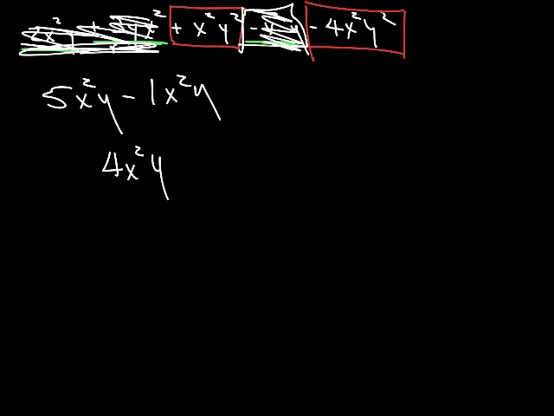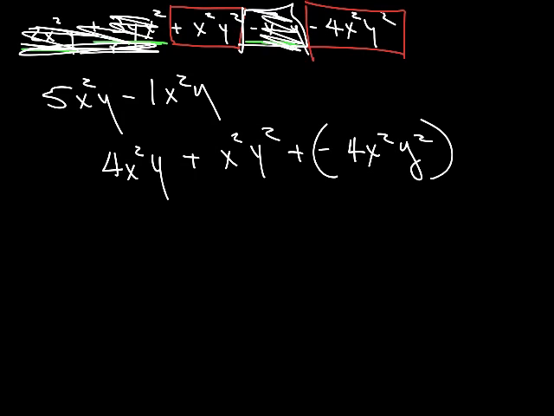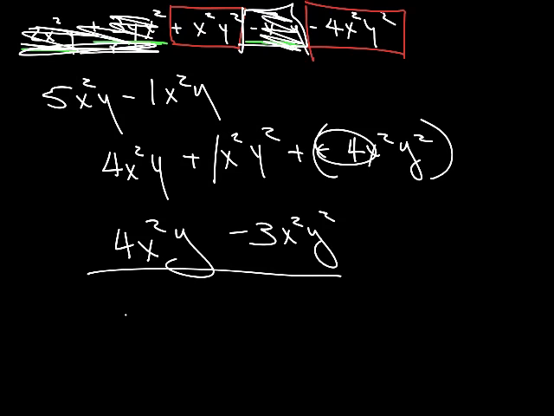Alright, now let's look at what we have in red. X squared y squared minus 4x squared y squared. So plus negative 4x squared y squared. Signs are different. We take the difference between 1 and this 4, and we get 3. Sign of the largest is negative x squared y squared. And we have 4x squared y that we have there.